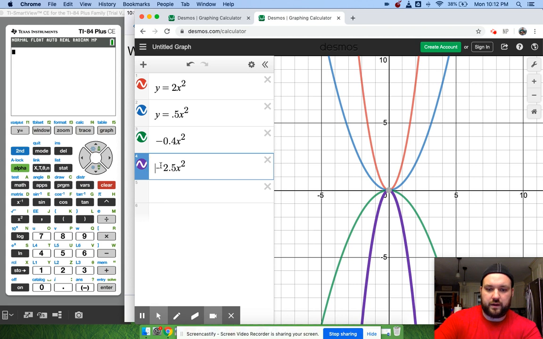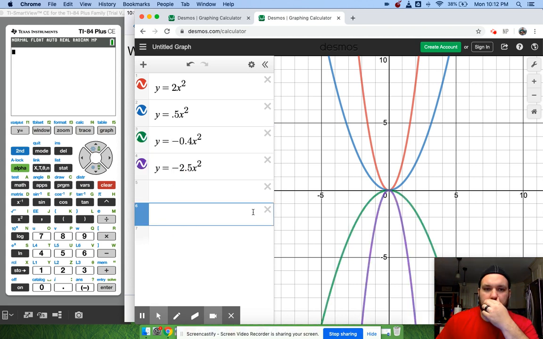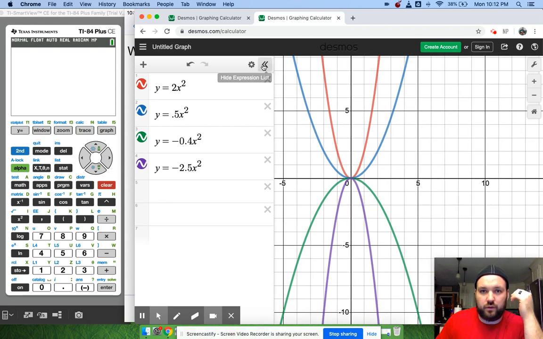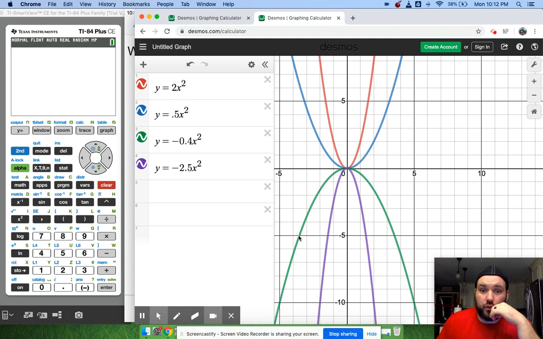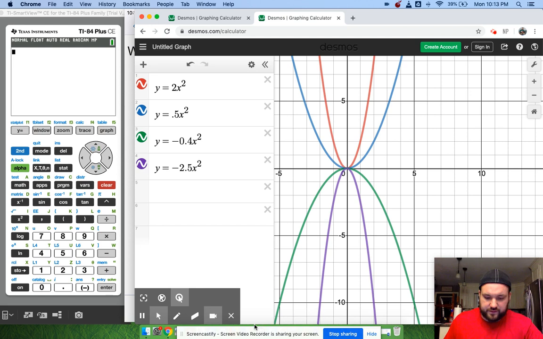I didn't put the y equals, but Desmos knows that that's what I'm talking about. So if we look at these 4 graphs, which one is the narrowest and which one is the widest? The widest one, and it's not by much, but the widest one is this green parabola. It's a little bit wider than the blue one. So the widest would be negative 0.4x squared.